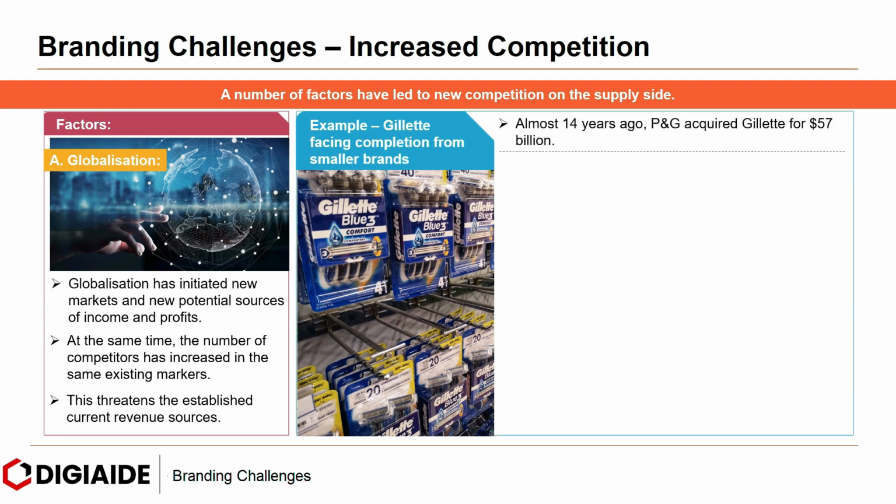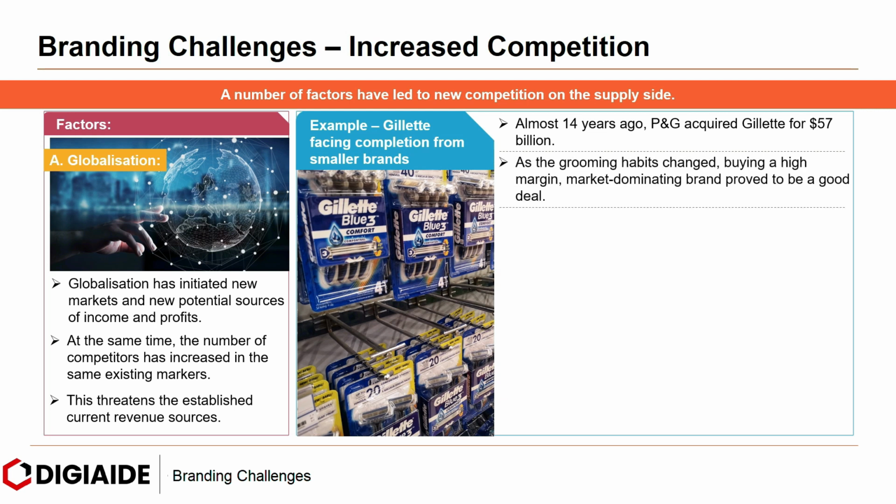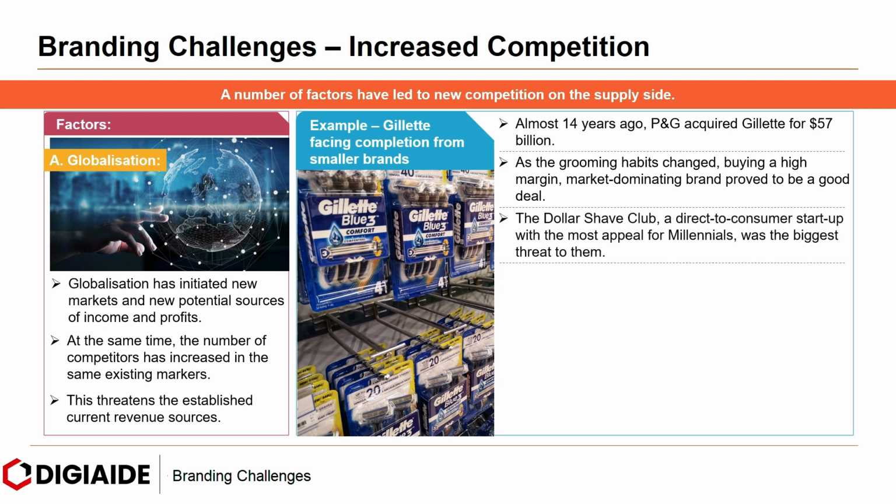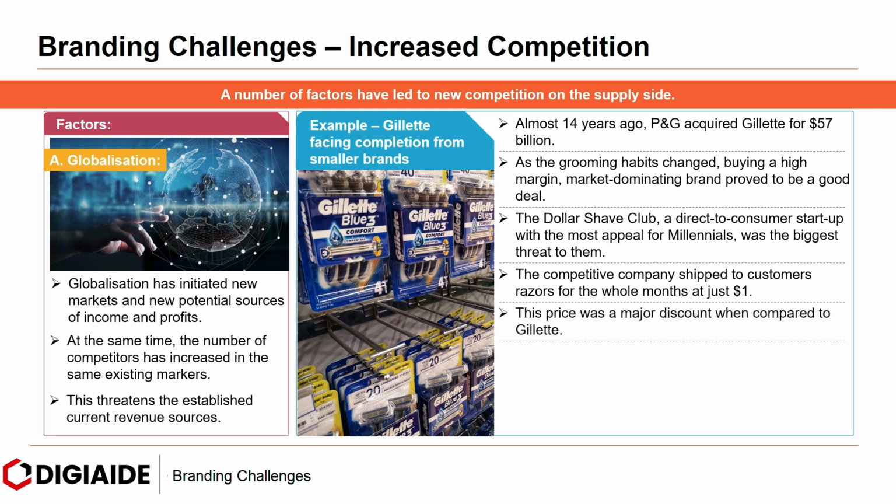Almost 14 years ago, P&G acquired Gillette for $57 billion. As grooming habits changed, buying a high-margin, market-dominating brand proved to be a good deal. The Dollar Shave Club, a direct-to-consumer startup with the most appeal for millennials, was the biggest threat to them. The competitive company shipped razors to customers for the whole month at just $1. This price was a major discount when compared to Gillette.